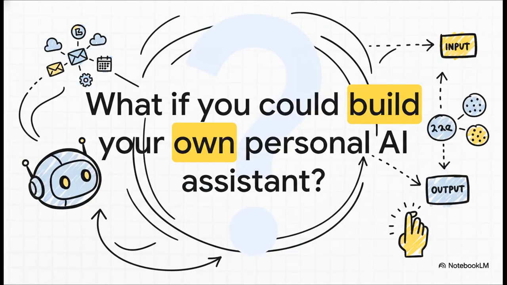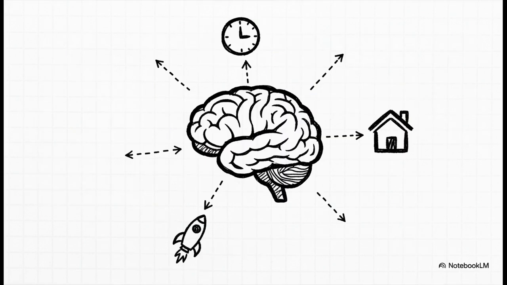I mean, really think about it. Imagine an assistant that works for you in the background 24/7. A system that connects all the different apps and services you use to handle these complex, multi-step tasks, all without you even lifting a finger. And this isn't some sci-fi fantasy. It's totally possible right now. And it all comes down to one incredibly powerful tool that acts as the brain for your very own custom AI. Let's dive in.